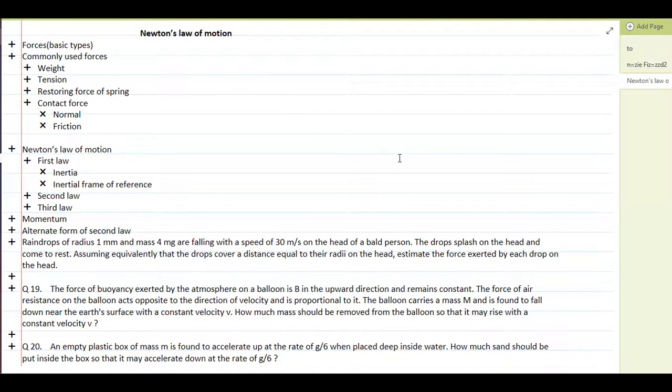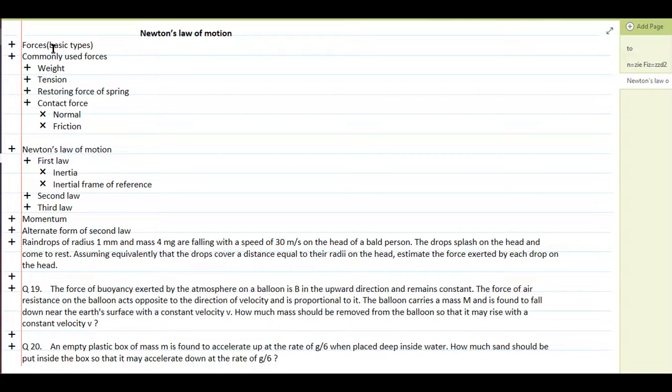Welcome to the course Newton's Laws of Motion. Here we are going to concentrate primarily on the numerical part, and throughout the course we will be discussing around 70 to 80 numericals, and by the end of the course you will have great command over numerical solving ability. Now we will see the different topics which we are going to cover.